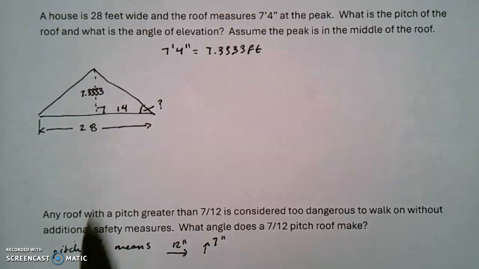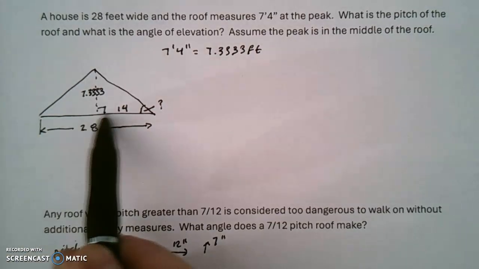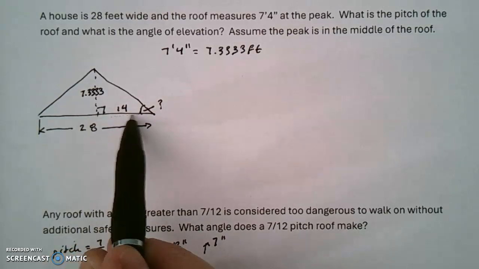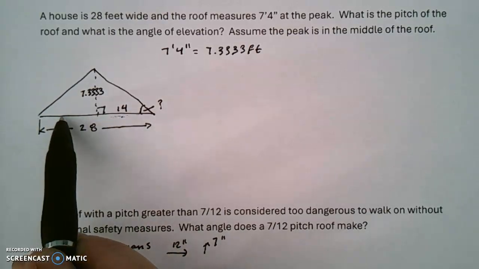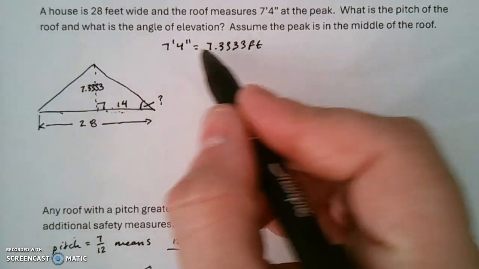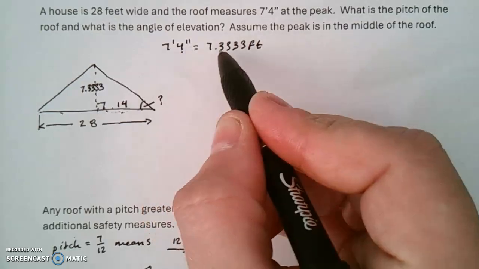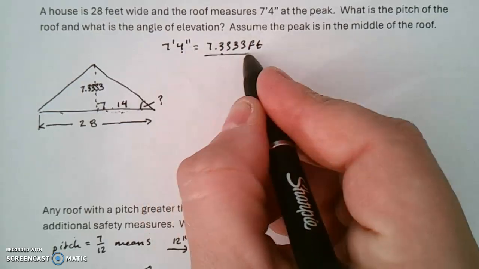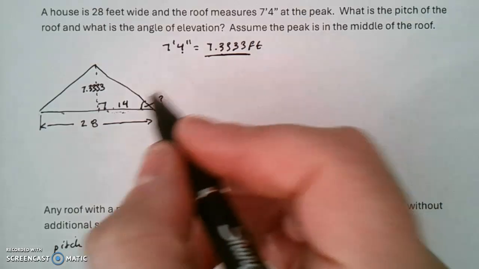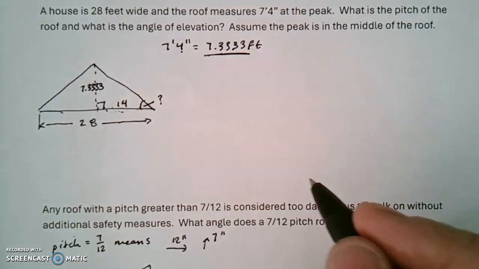So first things first, I've drawn this picture. I've drawn a triangle. This is 28 feet wide. That makes this side 14, and that makes this side 14. So two equal triangles. I've converted 7 feet 4 inches into just feet. That comes up to be 7.3 repeating feet. So I've got this right here. So now we have two things.